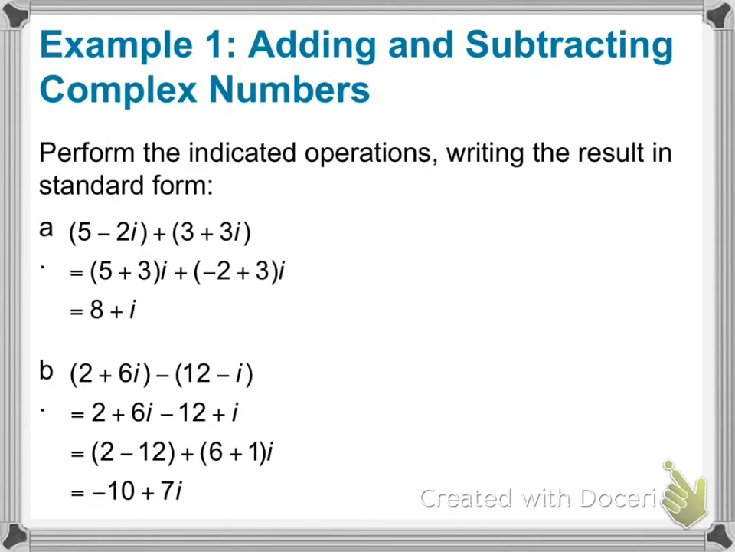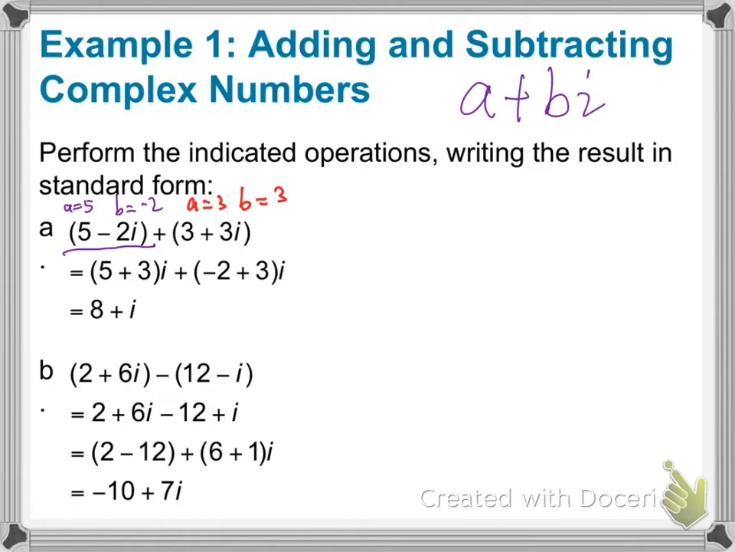Now let's look at addition and subtraction of complex numbers. So this is a complex number. The real part is 5, so a is 5. Let's write down the definition of a complex number: a plus bi. What's b? b is -2 for this number. And for the second number, a is 3 and b is 3. You have a real part with no i, and you have an imaginary part with an i inside.